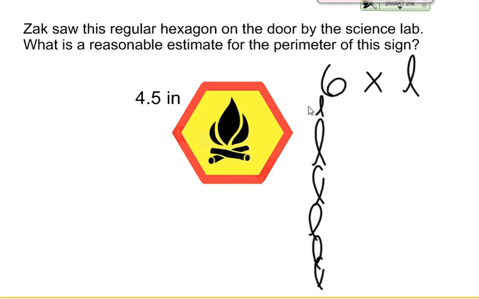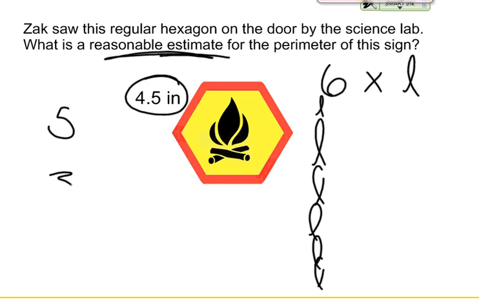However, we do know this: it's 4.5, but it says estimate, a reasonable estimate. Make it make sense. So 4.5, we're going to round that up to 5. 5 times 6, or 5 added 6 times, would be 30 inches for a perimeter. Is it reasonable? Does that make sense? Yes, that makes sense. We're not going to say 300. That wouldn't make sense. We're not going to say 15. That's not going to make sense either. Reasonable.